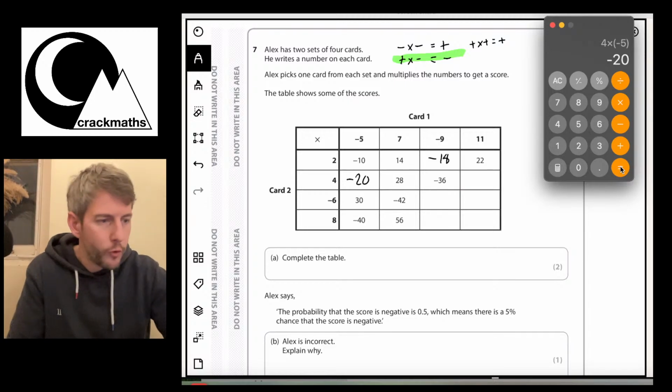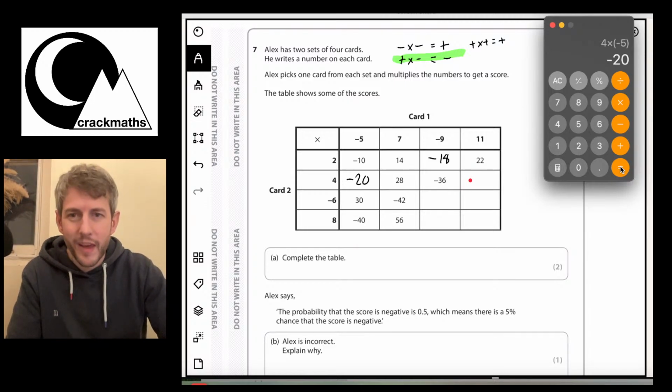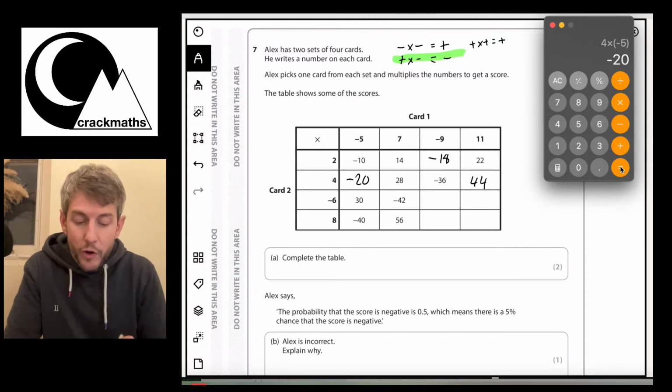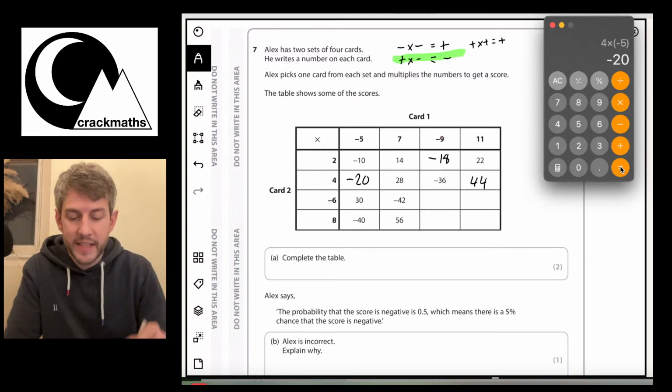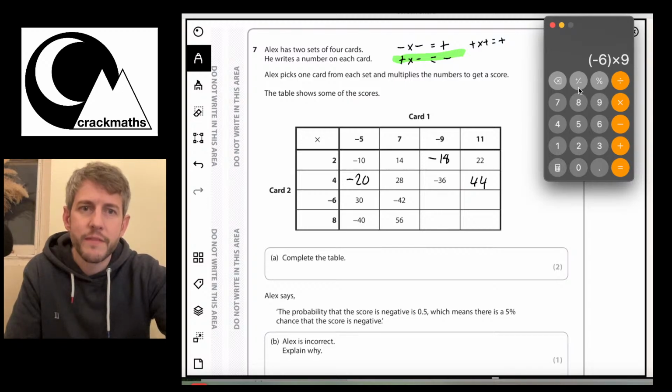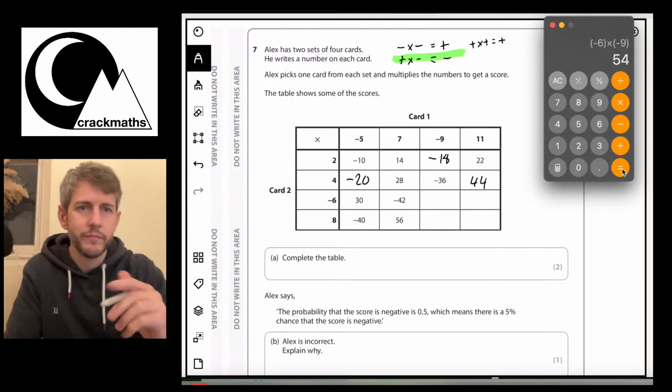Then we've got here 4 times 11. The 11 times table is always a nice one, so that's just 44. Here we've got negative 6 times negative 9. So let's do this again. So negative 6 times negative 9, 54.